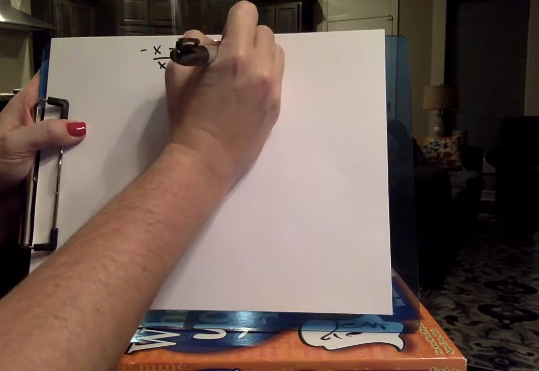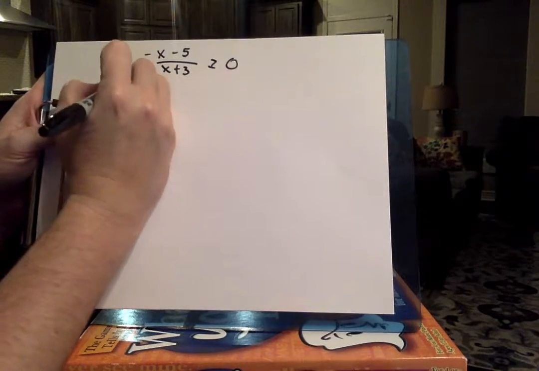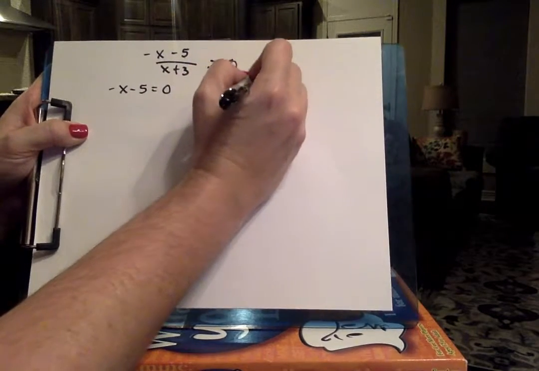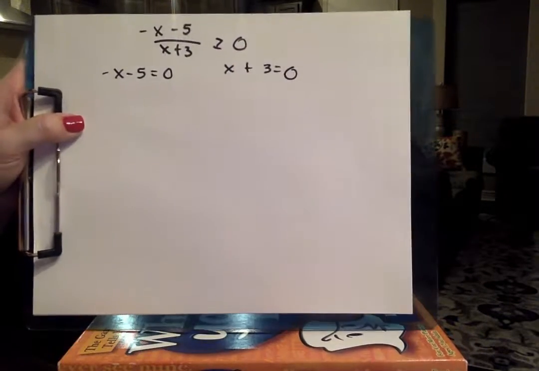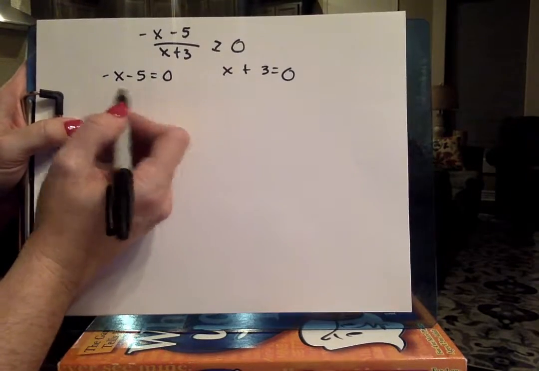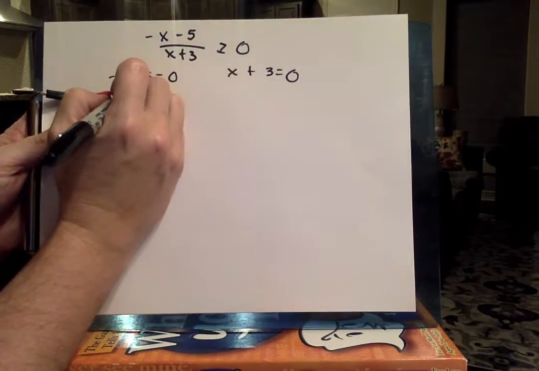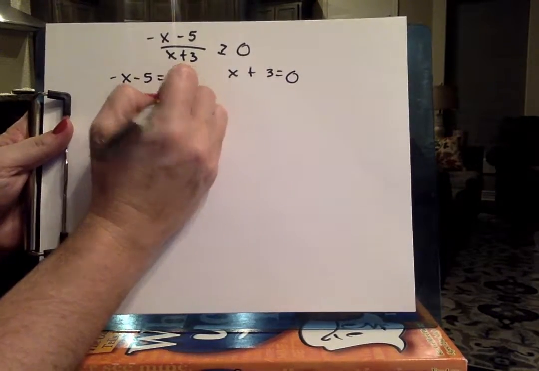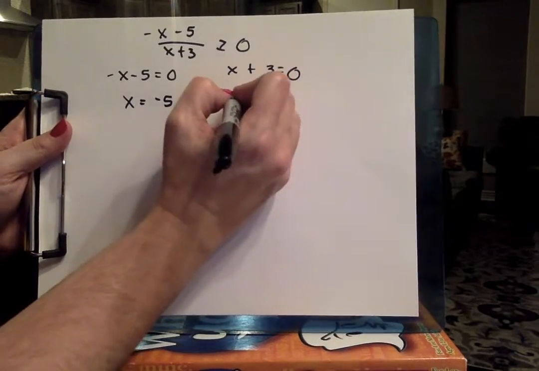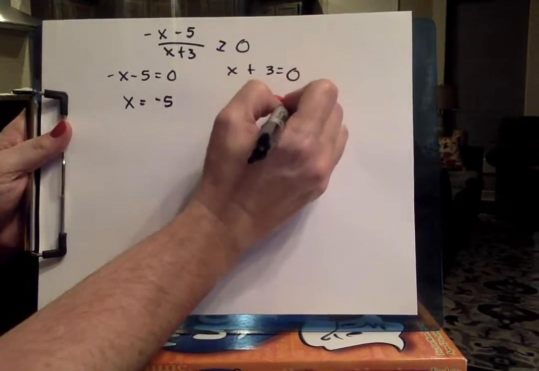Okay, so we had negative x minus 5 over x plus 3 greater than or equal to 0. So this is where, again, we set the numerator equal to 0. We set the denominator equal to 0. Then we solve each of these. Well, on this one, I'm going to add 5, but divide by negative 1, so I'll get x is negative 5. Then on this one, I just need to subtract 3, so x is negative 3.